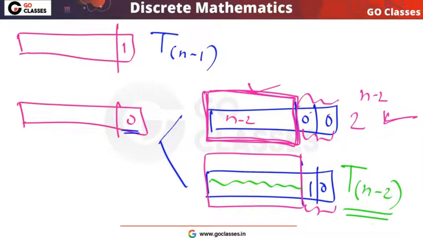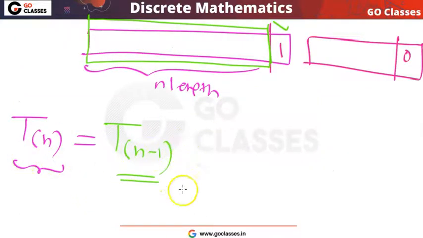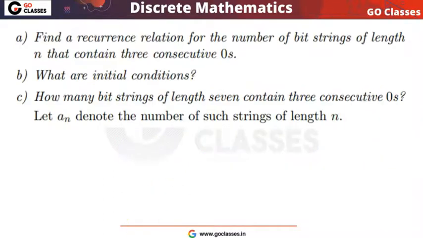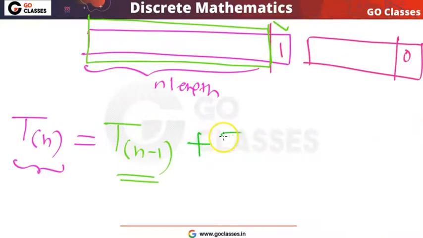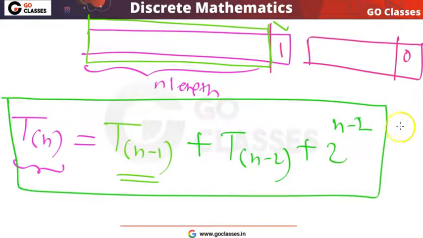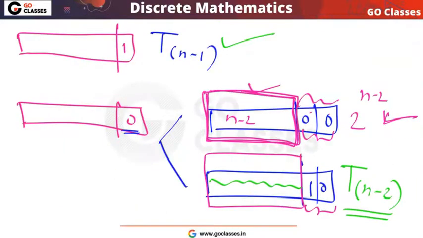So now you can write it. I can say Tn is equal to Tn minus 1 plus Tn minus 2 plus 2 power n minus 2. So that is your Tn minus 1 plus Tn minus 2 plus 2 power n minus 2. Okay, so this is the recurrence relation that we got. So this is a very simple question.